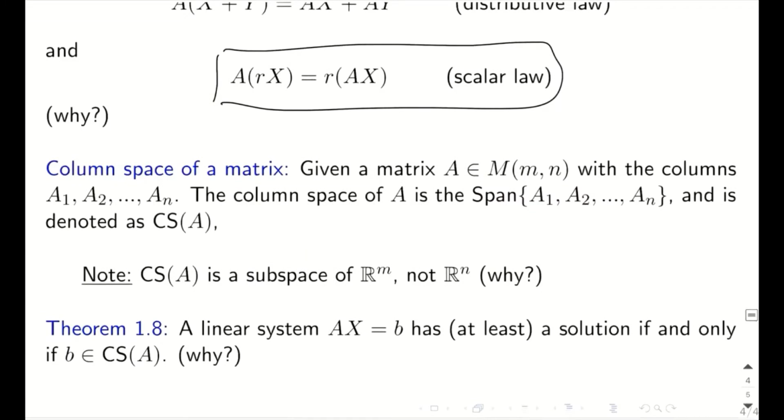Now we can easily see that the column space of A is a subspace of Rm, not Rn. This is because A is an m by n matrix, so A only has m rows. So each column of A only has m entries. And so each column of A is a vector in Rm, and if you consider the linear combinations of vectors in Rm, you end up getting something in Rm, not Rn. That's the reason why.